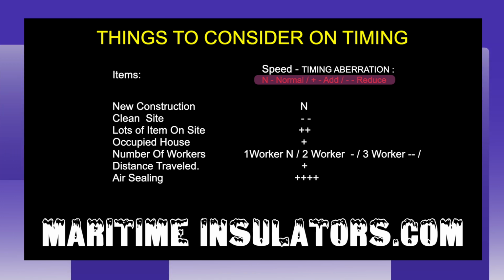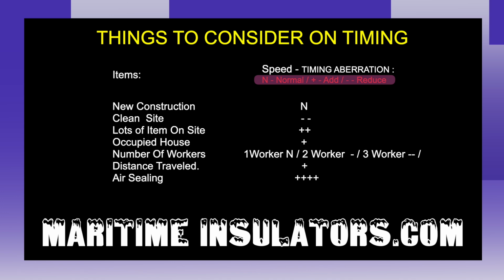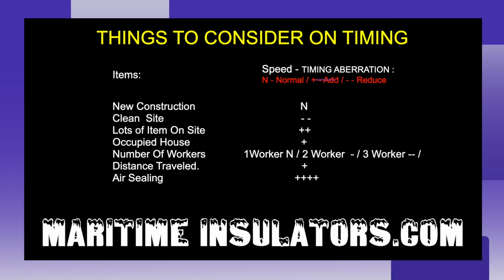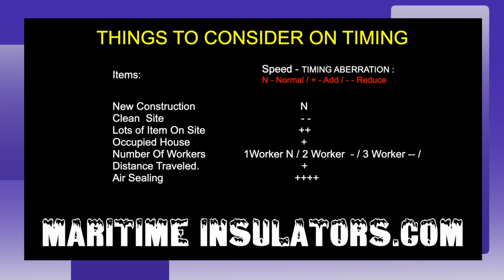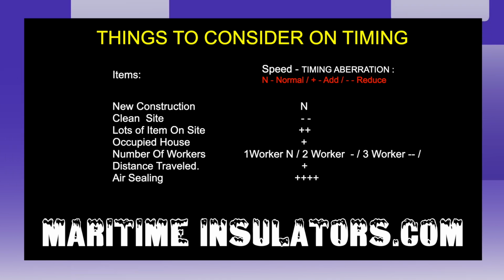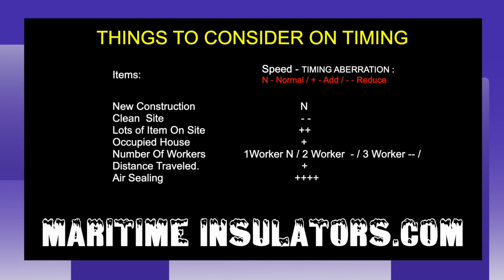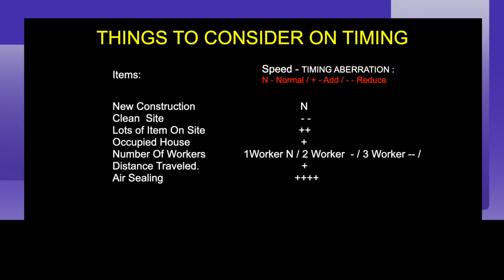A plus sign suggests adding time, and a minus sign indicates subtracting time from the job's duration. This information will help you determine when to add or remove time from the estimated duration. Over time, as you assess your crew's performance, you'll gain more accuracy in estimating job durations.